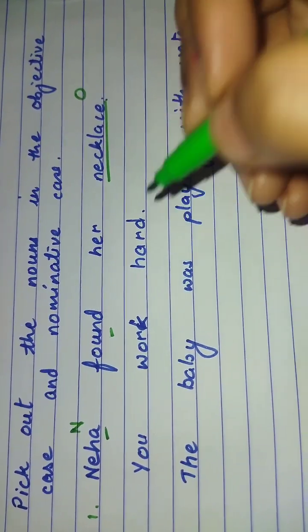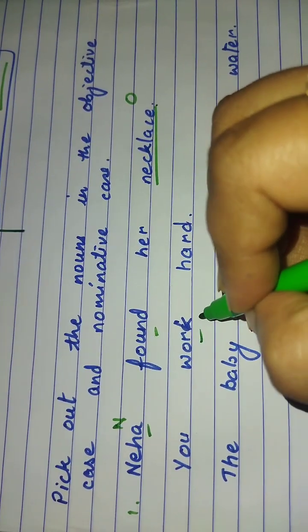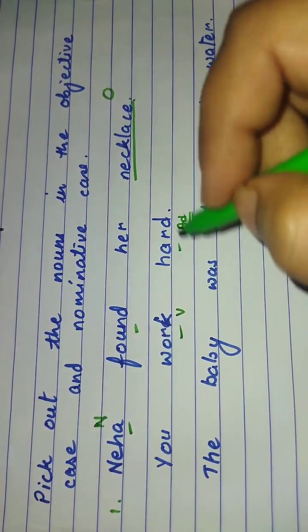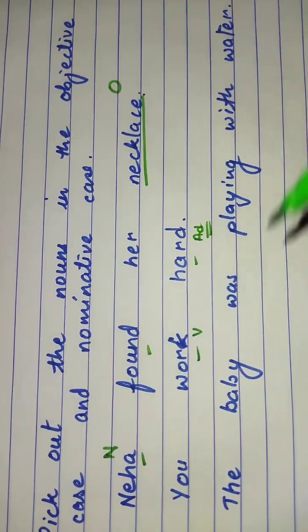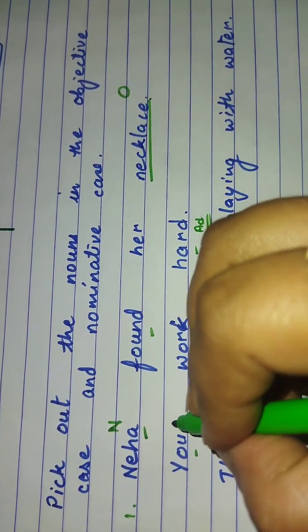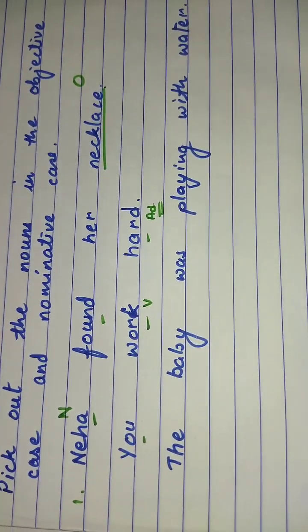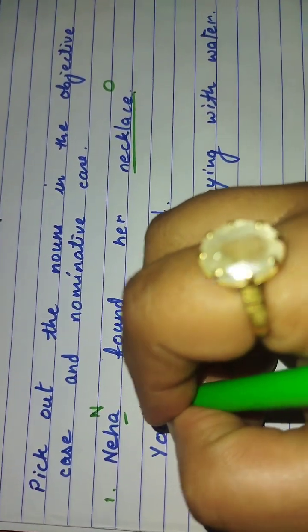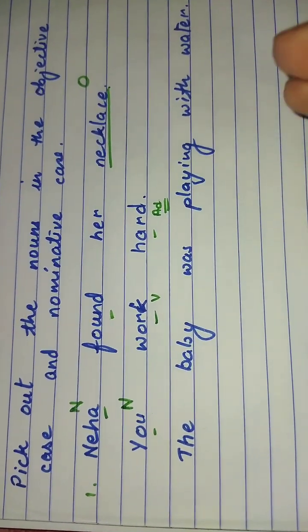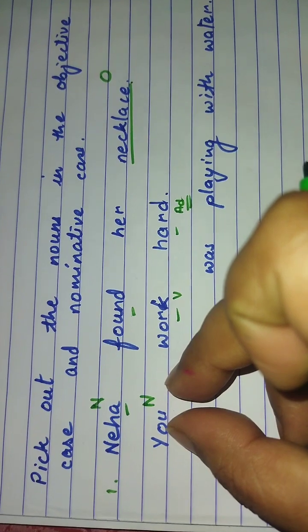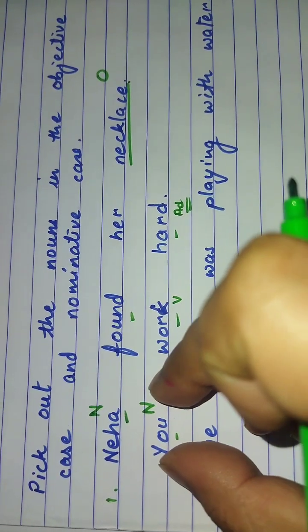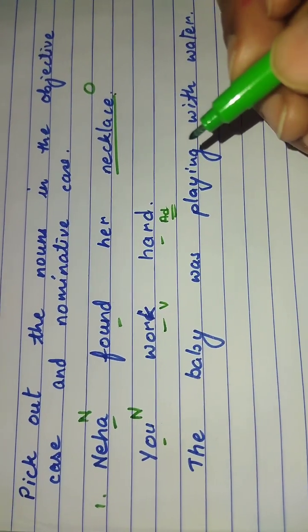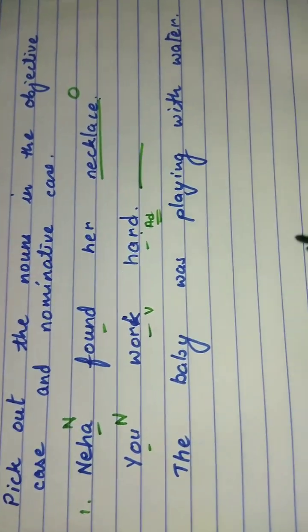Second is, you work hard. What is the verb here? Here work is the verb. Remember, hard is the adjective here, and we are studying about nouns, so hard cannot be the objective case. I'm telling you that beforehand. You is the subject here. The verb is work, so ask: who works? You. So you is the nominative case. Or simply, without asking the question, you can make out that you is the subject of the sentence and it is before the verb, so it is the nominative case. And hard, so there's no objective case over here.